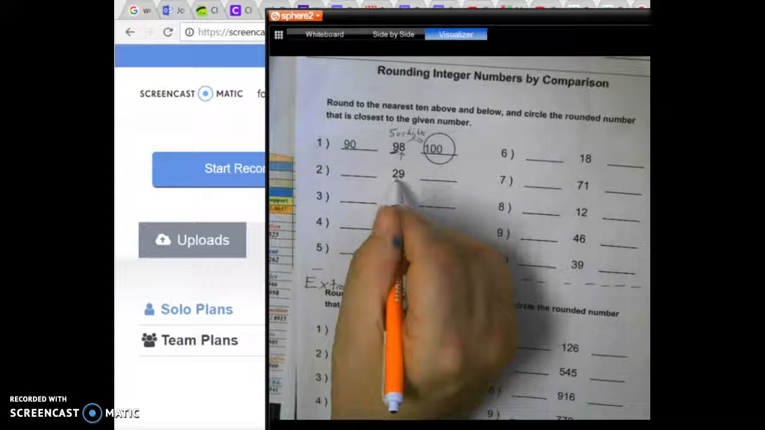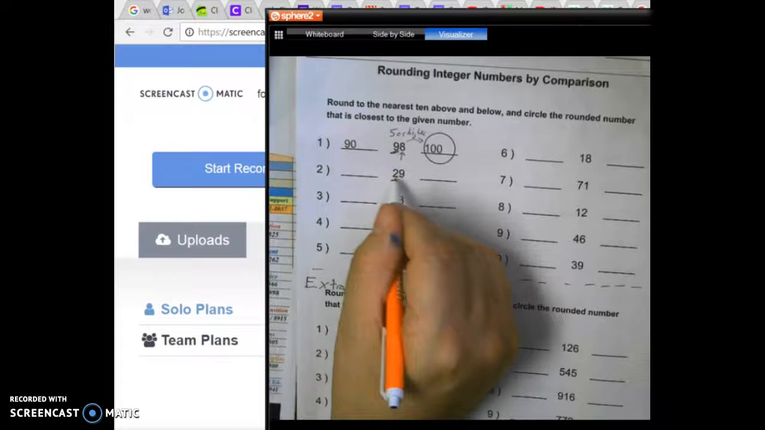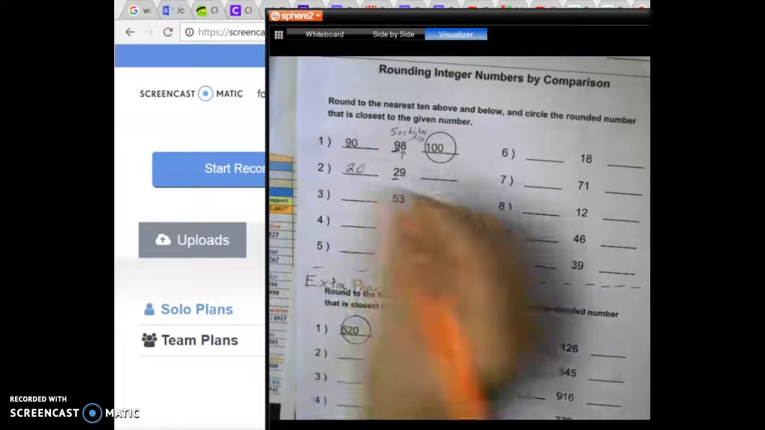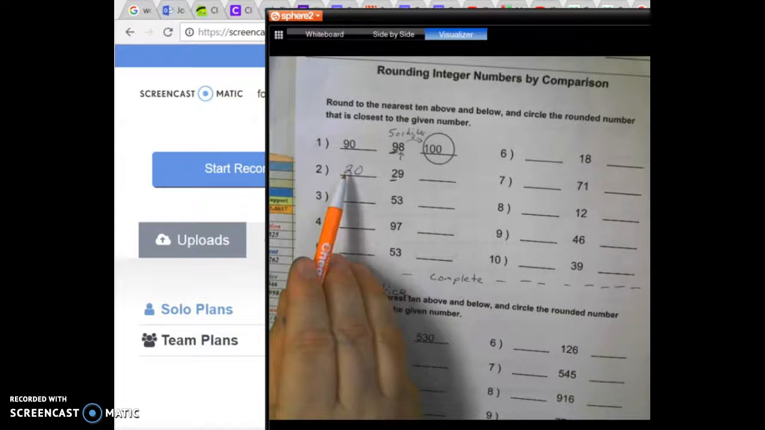For number 2, the number is 29. And again, we look at that number right there in the tens place. And we see that that number is a 2 for 20. So I'm going to write a 20 right there. If I'm counting by tens, I go 10, 20, 30.